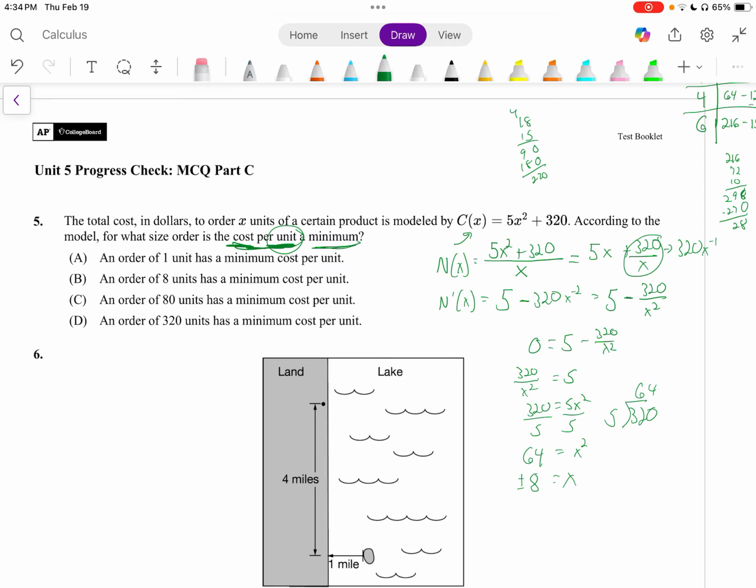Well, we definitely don't want to be negative 8. We can't do negative units. So x equals 8 is our option. So an order of 8 units gives us our minimum cost per unit. Because that's our only critical number, and so therefore it needs to be a minimum.